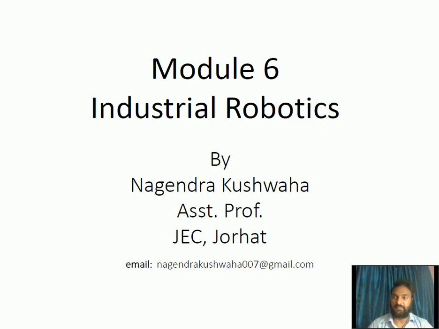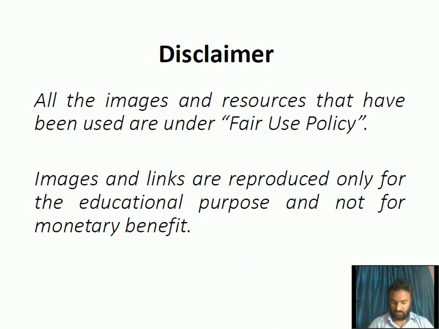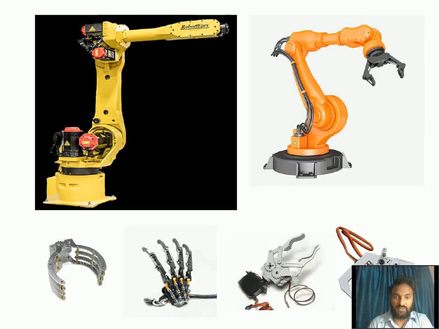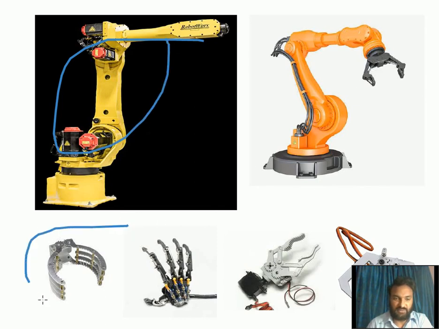Okay, and last time I discussed different types of joints. So today I am taking the lecture forward. Last time we saw that robots are made of two parts: mainly the body and arm assembly, and the second part is end effectors or tools.